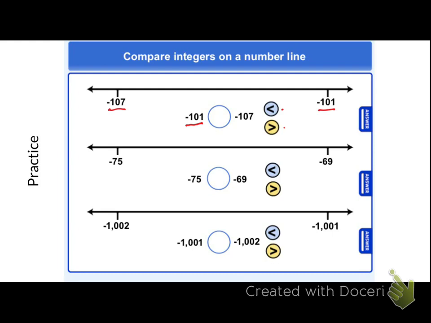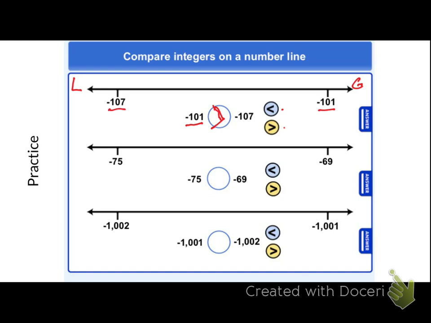Well, think about it this way. The bigger numbers or greater numbers will be here, and the smaller numbers or the lesser numbers are here. So negative 107 is less than negative 101, but in the order they gave us, I need to say that negative 101 is greater than negative 107.